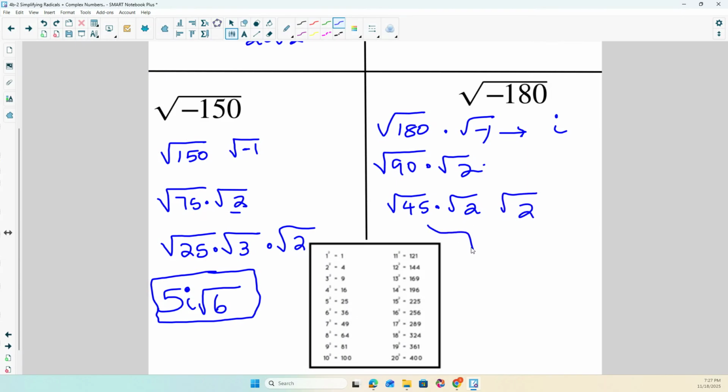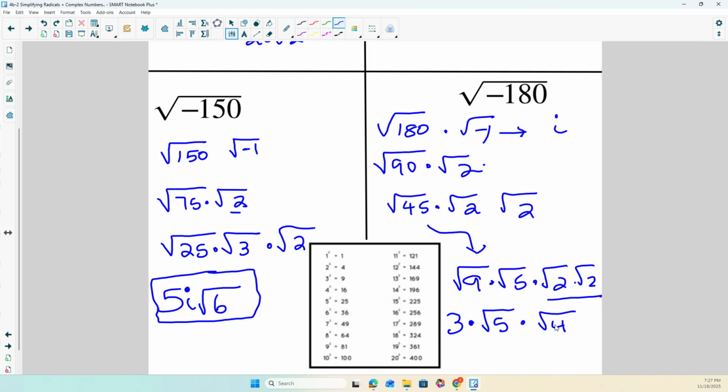You can keep going. The square root of 45 is the same thing as the square root of 9 times the square root of 5, times the square root of 2 times the square root of 2. Now the square root of 9 is 3. 5 is not a perfect square, and there's no perfect square that can divide 5 evenly, so we're going to keep that under the radical. Square root of 2 times the square root of 2 here is the square root of 4, and we know that the square root of 4 is 2.